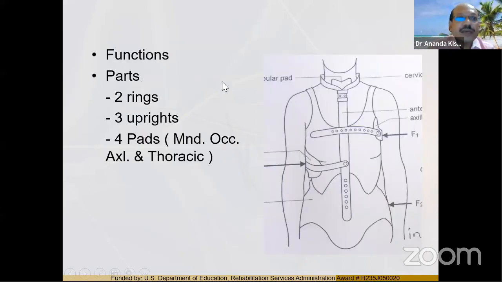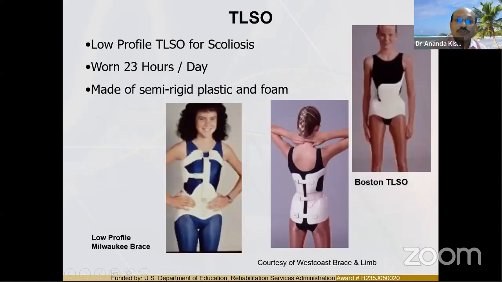I'm coming into detail. Basically, what are the parts? There are 2 rings, cervical and pelvic, and 3 uprights: 1 upright in front and 2 uprights behind, and 4 pads: mandibular pad, occipital pad, axillary pad, and thoracic pad. So 2 rings, 3 uprights, and 4 pads. Basically, this is a dynamic cervico-thoraco-lumbosacral orthosis. Now, what is the problem of the Milwaukee brace? It is very cumbersome.